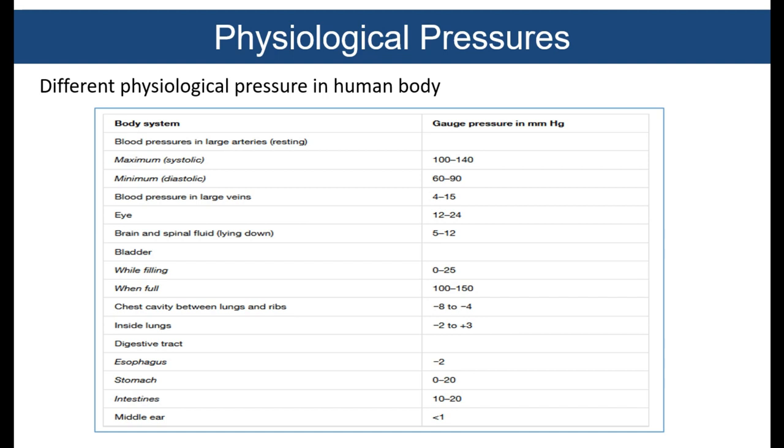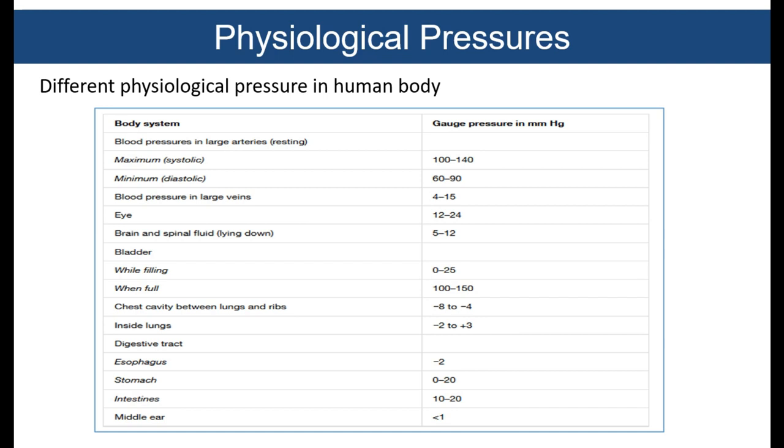Chest cavity between lungs and ribs has a pressure of minus 8 mmHg to minus 14 mmHg. Inside the lungs, the pressure is minus 2 to plus 3 mmHg. If you talk about the digestive tract, in the esophagus we have minus 2 mmHg, that is the negative pressure. In the stomach we have 0 to 20 mmHg. In the intestine we have 10 to 20 mmHg. In the middle ear we have less than 1 mmHg.